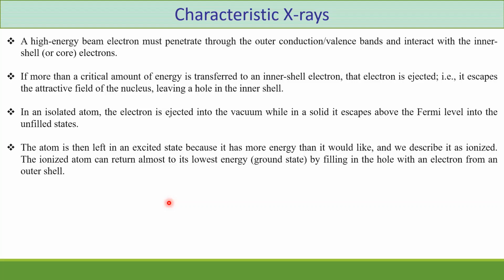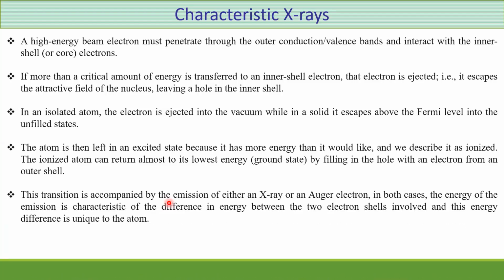So that ionized atom can return almost to its lowest energy by filling in the hole with an electron from the outer shell. This transition is accompanied by the emission of either an X-ray or an Auger electron. In both cases, the energy of emission is characteristic of the difference in energy between the two electron shells involved, and this energy difference is unique to the atom. As this is unique to each and every atom, with the energy calculations it is easy to identify what type of atom is emitting such X-ray with such energy. So that's the calculation behind it.